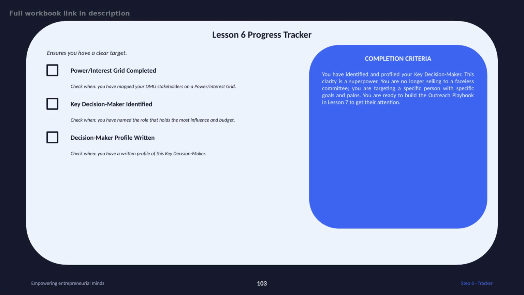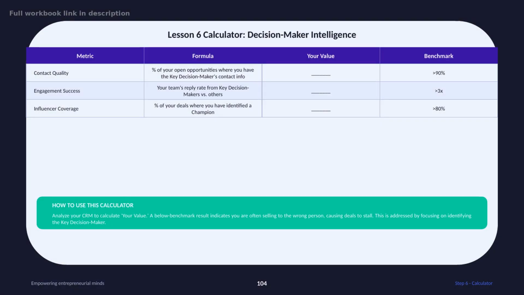Check these off honestly. First, Power/Interest Grid completed. Check it once you've mapped your DMU stakeholders on the grid. Next, Key Decision Maker identified. Check it once you've named the role with the most influence and budget. And finally, check Decision Maker Profile written once you have a real written profile of that person. With all three checked, you've moved from selling to a faceless committee to targeting one specific person with specific goals and pains.